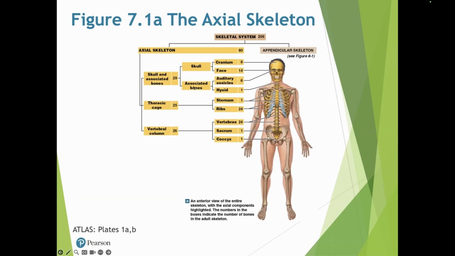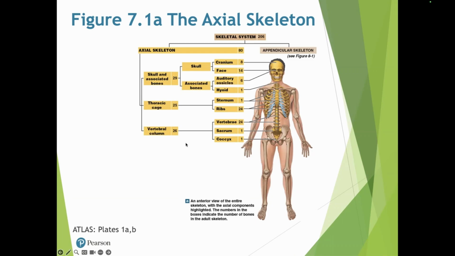Going into the associated bones, those are going to be the auditory ossicles, which are basically going to make up the inner ear. You're going to have 6 bones for those, and the hyoid. The hyoid is a free-floating bone. It's going to be just one. Looking into the thoracic cage, you're going to have your sternum, just one of those, and 24 ribs. So that's where you get 25 from, right? 24 ribs. We get 12 on each side.